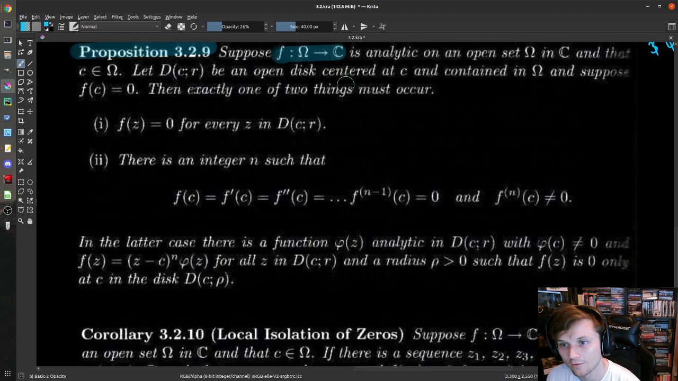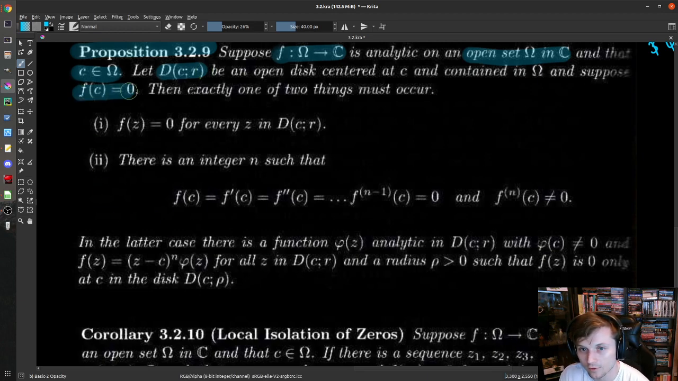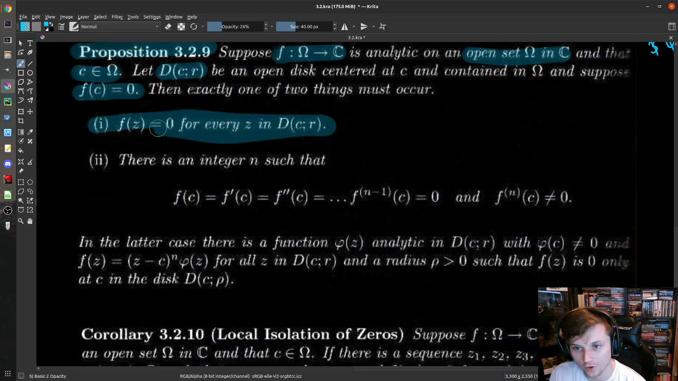Here we start with f, an analytic function from omega to C, where omega is an open set, and we take some point c in omega, then we look at the disk centered at c of radius r. This is an open disk centered at c, contained in omega, the domain of f. It's part of where it's analytic, and we're going to suppose that f of c is equal to 0. Then one of two things must occur. The first option is that f is 0 on the disk. Nothing fancy there.